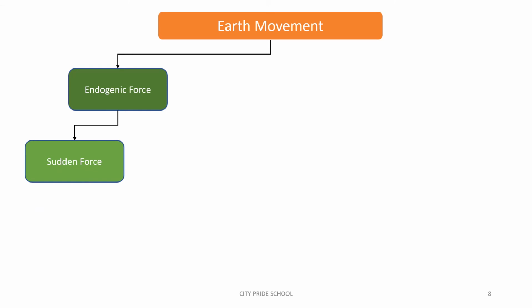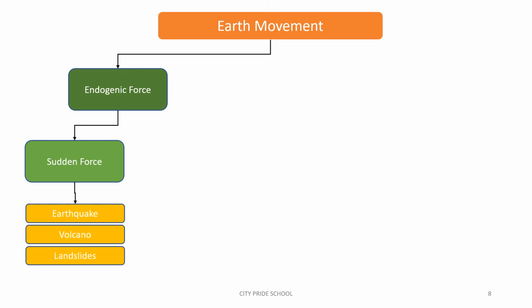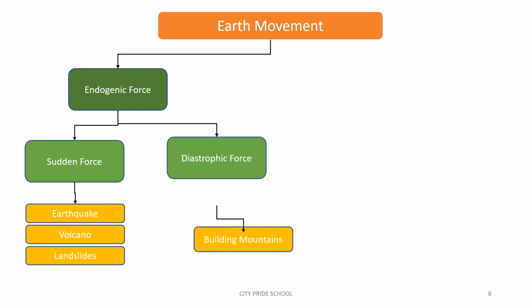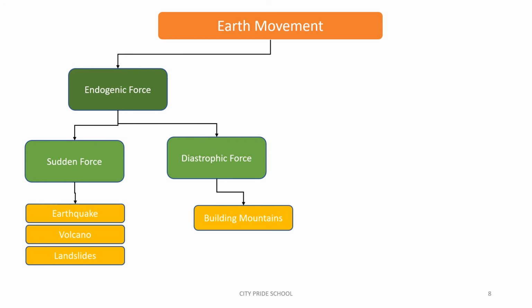Endogenic force, which I have already told you, endo means inside, genic means origin. So these are the forces that are inside the earth. And these are further divided into sudden forces. Now, what are sudden forces? Like earthquake, which occurs all of a sudden, volcanic eruption, as well as landslides. And some are diastrophic forces. Diastrophic forces are the forces that take place very slowly, which we are hardly able to notice, like the building of a mountain. We don't know how the mountain has been built. It takes years and years together to form a mountain.